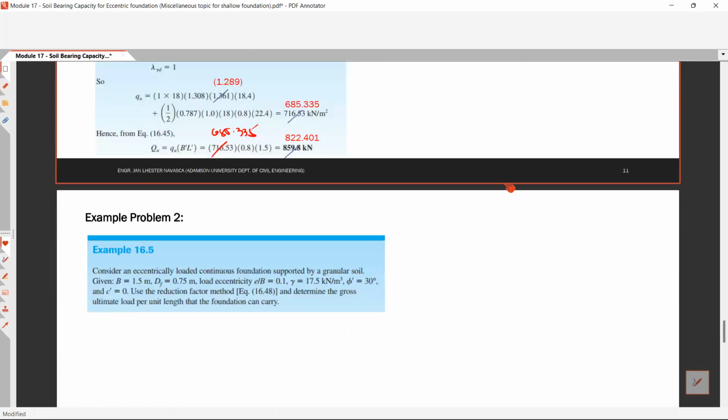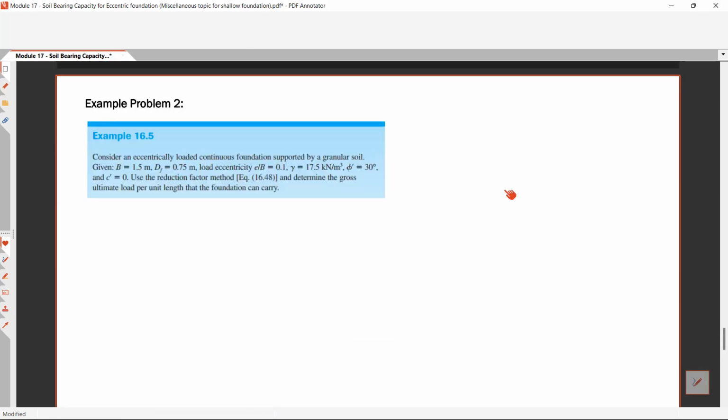Okay. So for example problem 2, consider an eccentrically loaded continuous foundation supported in a granular soil. Yan, granular soil ka na. Yung given properties and dimensions are B is equals to 1.5 meters. The D sub F or the depth of the foundation is 0.75 meters. The load eccentricity e over B is 0.1. Your gamma is 17.5 kilonewton per cubic meter. And your phi prime is 30 degrees. And the cohesion value is 0 kPa.